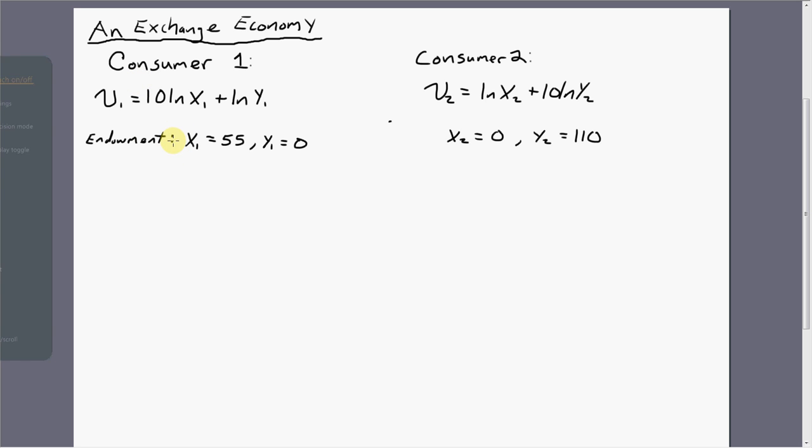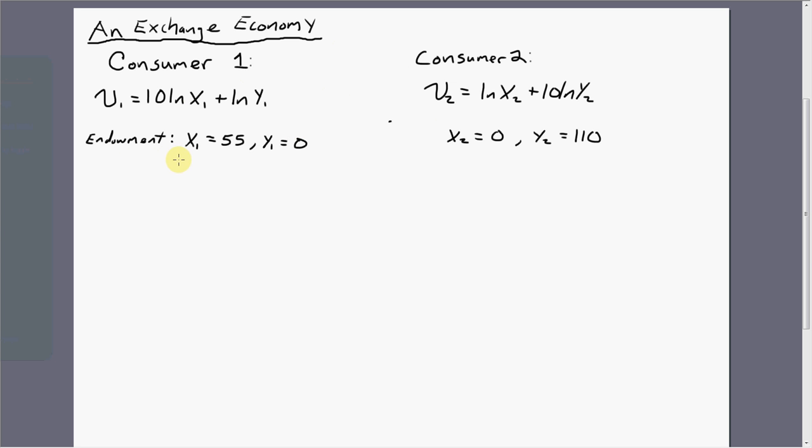Hello, this video will provide the mathematics behind the Edgeworth box. We're going to have an exchange economy with two consumers, consumer 1 and consumer 2. We're going to have two goods in this exchange economy, good X and good Y. Consumer 1's utility function is given by the following: 10 times the natural log of good X plus the natural log of good Y, and consumer 2's utility function is likewise defined here.